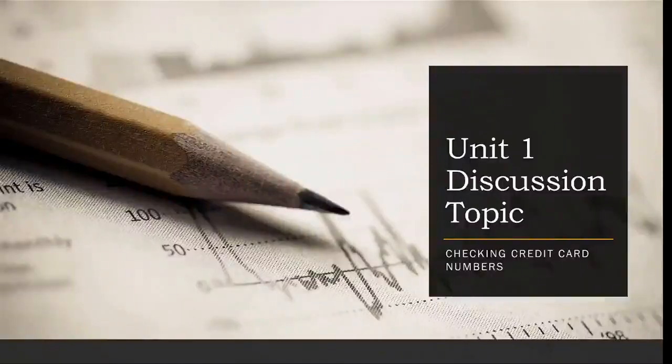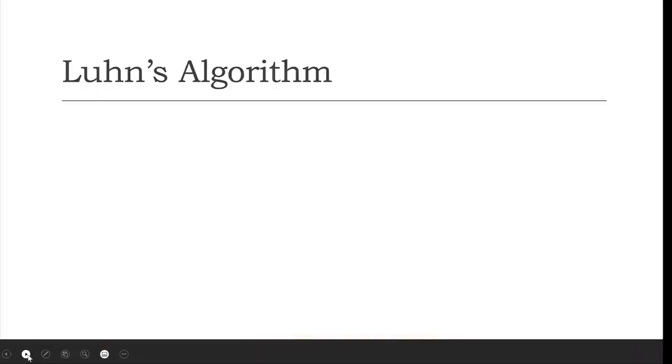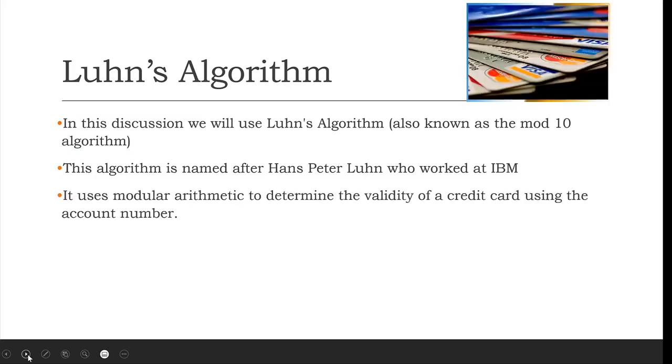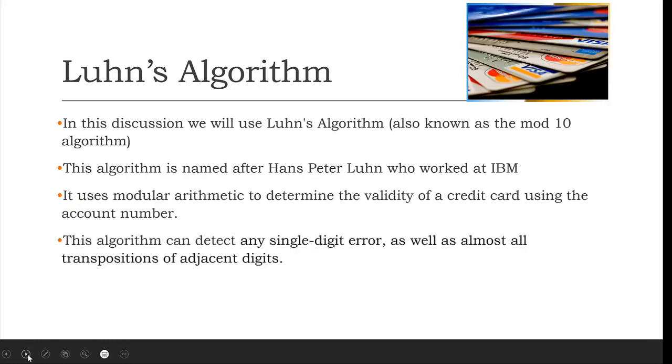In this short video, we'll review the instructions for the Unit 1 discussion topic, which is checking credit card numbers using Luhn's algorithm, which is also known as the Mod 10 algorithm, and it's named after Hans Peter Luhn, who worked at IBM. It uses modular arithmetic to determine the validity of a credit card number using the account number. This algorithm can detect any single-digit error as well as almost any transposition of adjacent digits.